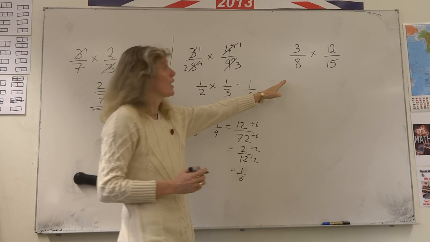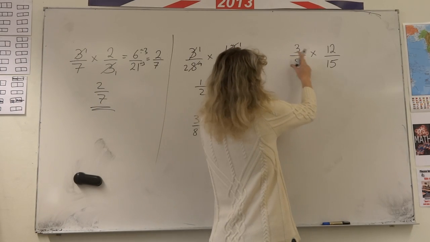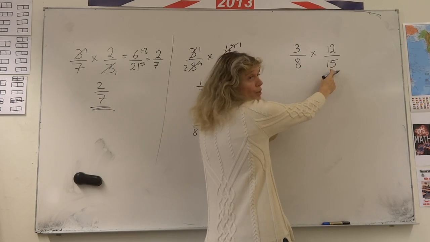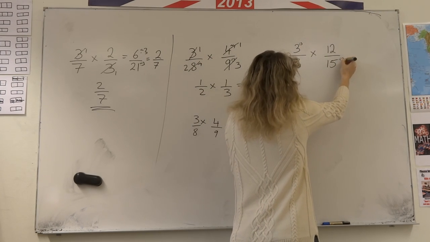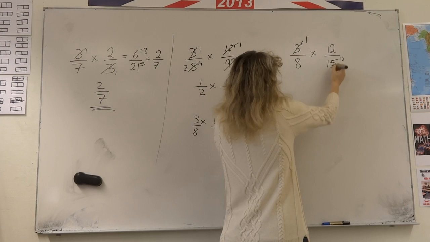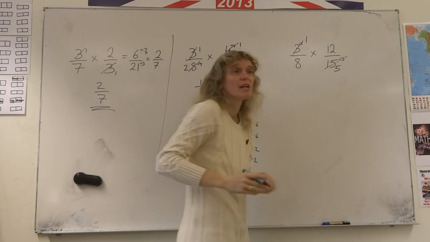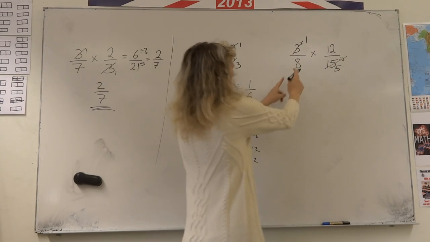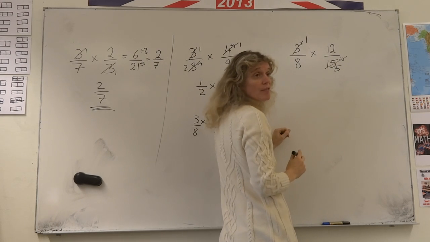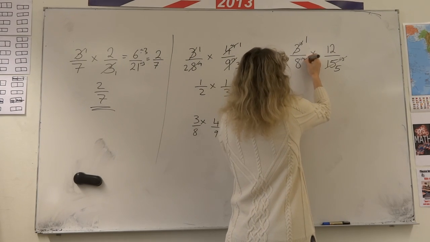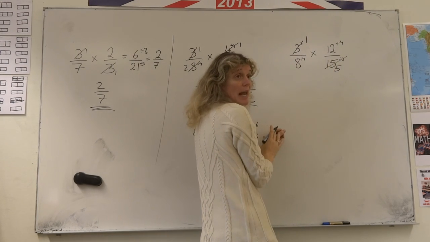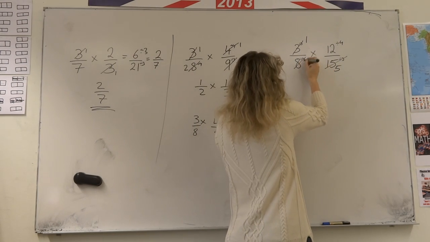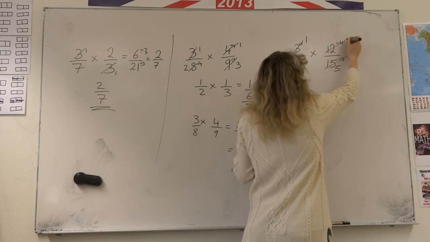Let's practice it again on one more. Here I have 3 and 15, and both 3 and 15 can be divided by 3. That would give me 1 here, and that would turn into a 5 down there. 8 and 12 can both be divided by 4. So as long as I do the same thing to the top as I do to the bottom, I'm allowed to do it. This would give me 2, and this would give me 3.